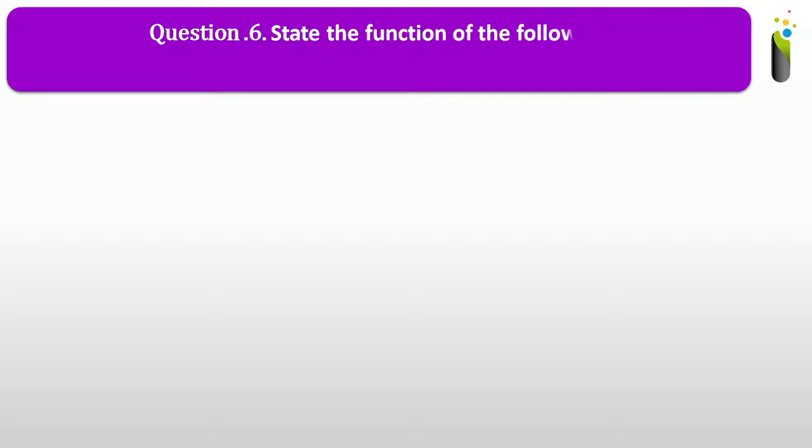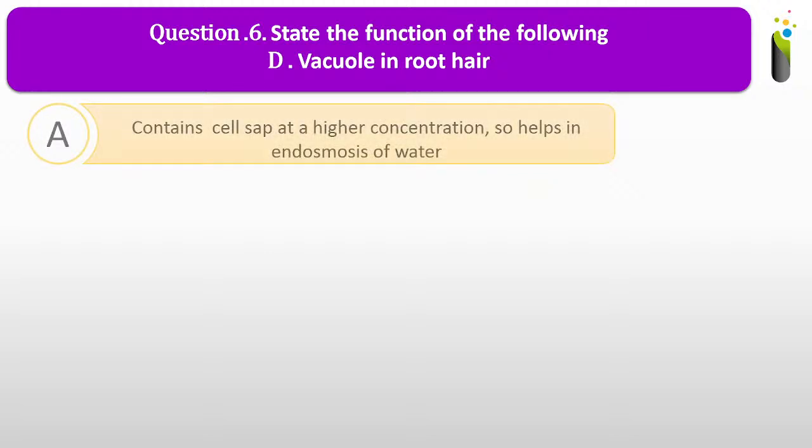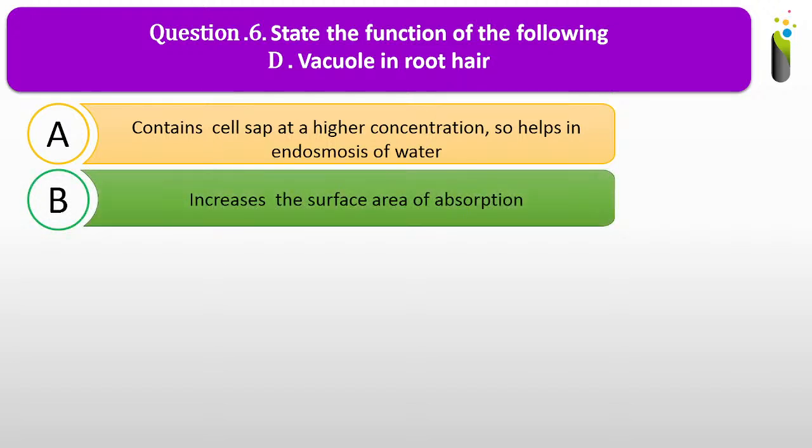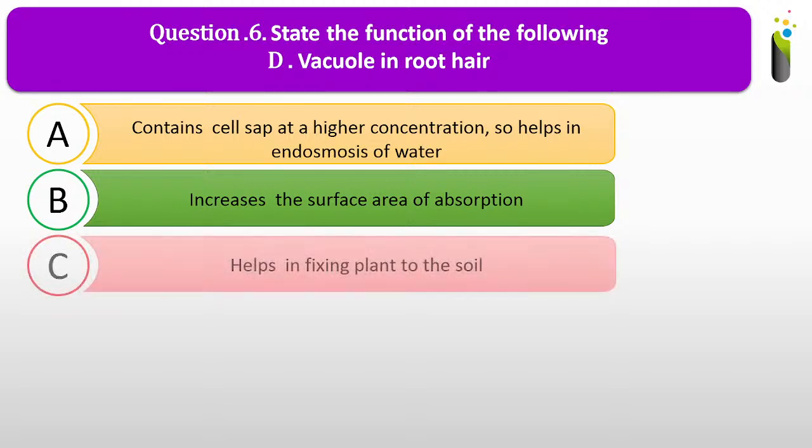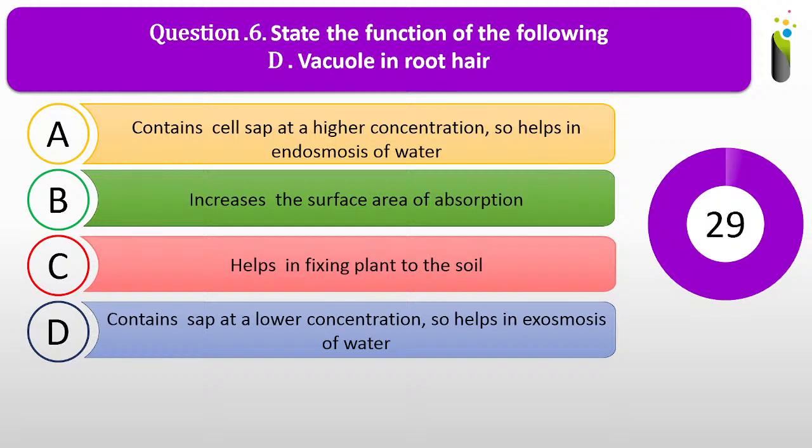Question 6. State the function of vacuole in the root hair. A. Contains cell sap at a higher concentration, so helps in endosmosis of water. B. Increases the surface area of absorption. C. Helps in fixing the plant to the soil. D. Contains sap at a lower concentration, so helps in exosmosis of water. So what is the function performed by the vacuole in the root hair?